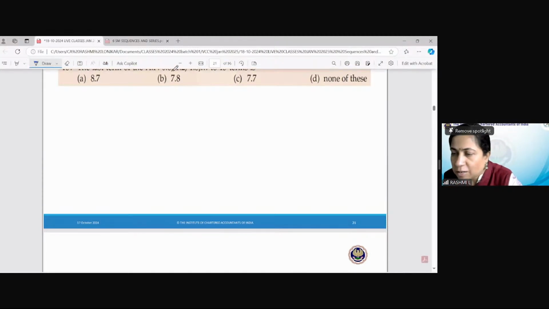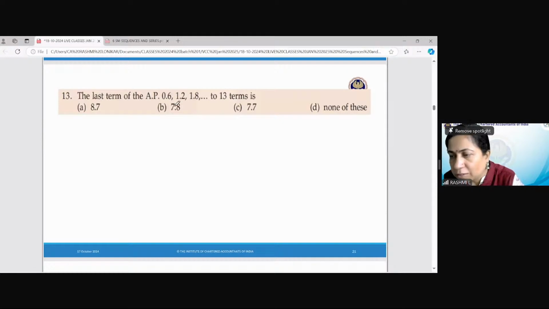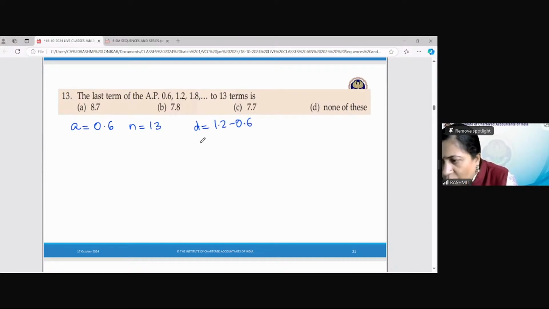The last term of the AP 0.6, 1.2, 1.8 to 13 terms is. Okay, so what is my A? A is 0.6. What is my N? N is equal to 13. What is my D? D is equal to 1.2 minus 0.6, which is equal to 0.6.